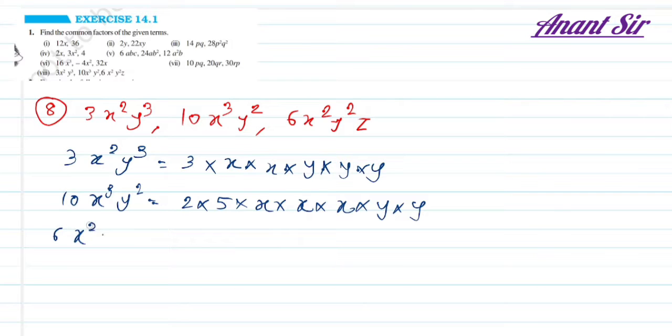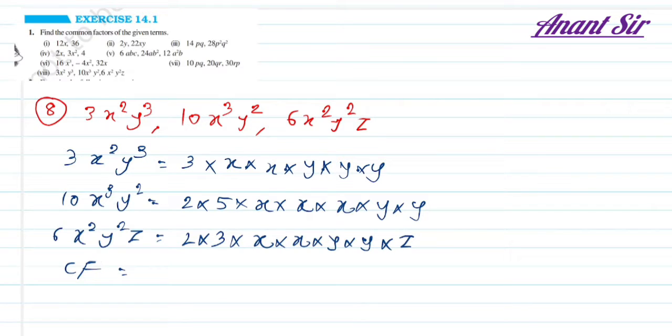Now it is 6x square y square z. 6 can be written as 2 times 3. X square is x into x, y square is y into y, and then 1z. So now we have to find the common factors. Let's see what the common factors are in all the three.